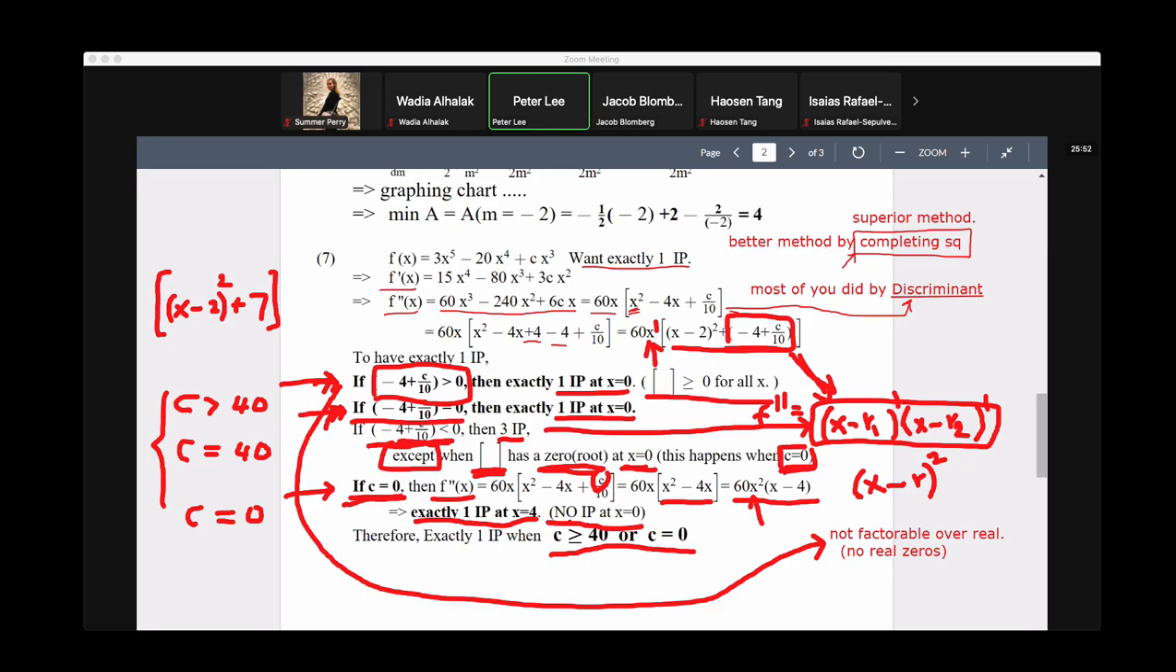Could doing it by the discriminant get you all those answers, or will it only get you c is greater than 40? Right. No. When the discriminant becomes 0, that means you get a double root. And if you do get a double root, then you don't get an inflection point either.